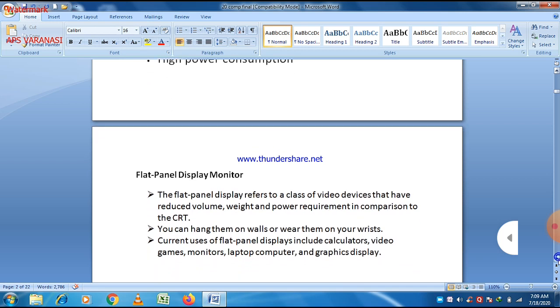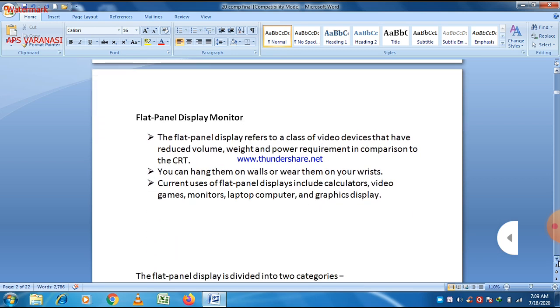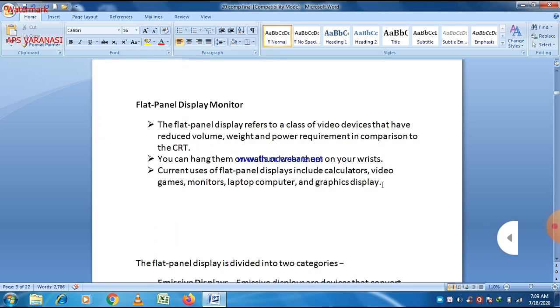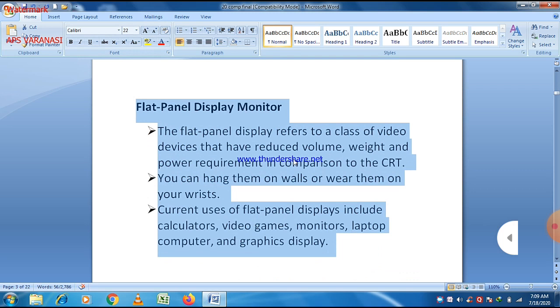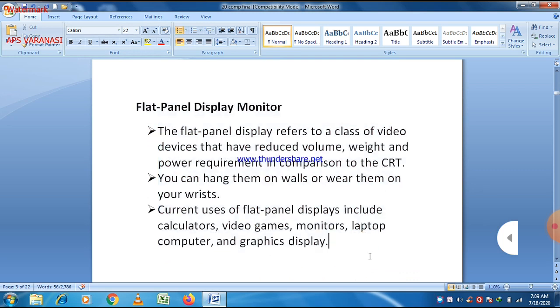Next is flat panel display monitors. The flat panel display monitor, as the name suggests, is flat. They do not look like a CRT, so they are called flat panel displays, and we can easily put them anywhere in our room. We can even hang them on a wall. So they are called flat panel displays.